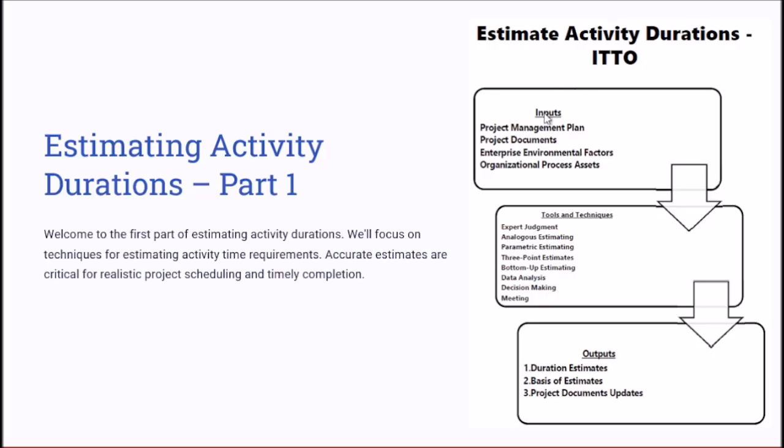We have the key ITTOs here, including the inputs, tools, and techniques, and we are going to explore each of them, including analogous estimating, parametric estimating, three-point estimates, bottom-up estimates, and the other tools that we have covered earlier. The outputs would be the duration estimates and the basis of estimates, including the project documents updates.